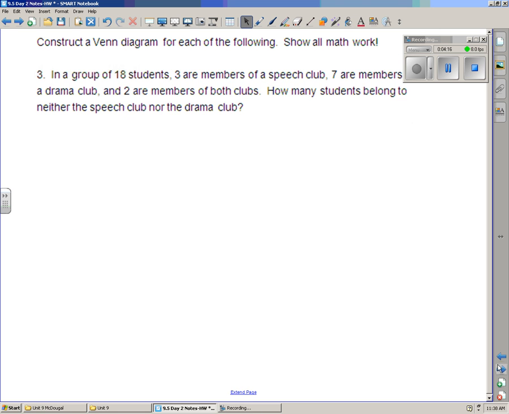Venn diagrams come next. So construct a Venn diagram, show all your math work. In a group of 18 kids, 3 are members of speech, 7 are members of drama, 2 are members of both. How many students belong to neither speech nor drama? You always want to start out with the overlap. So start with the overlap, or the intersection as we would call it from yesterday.